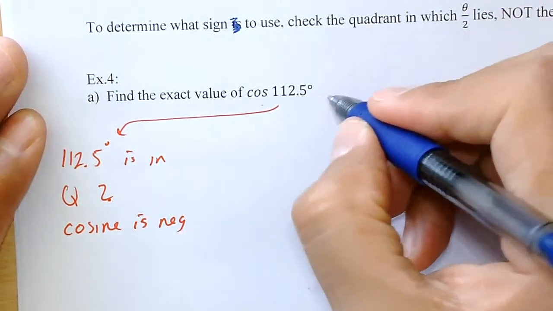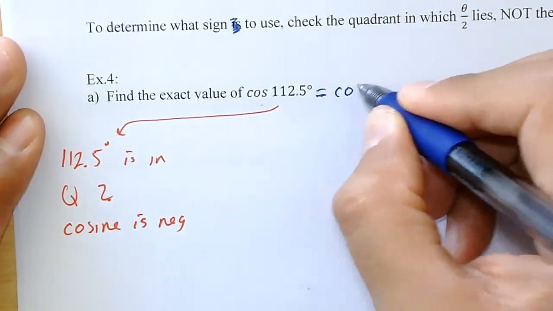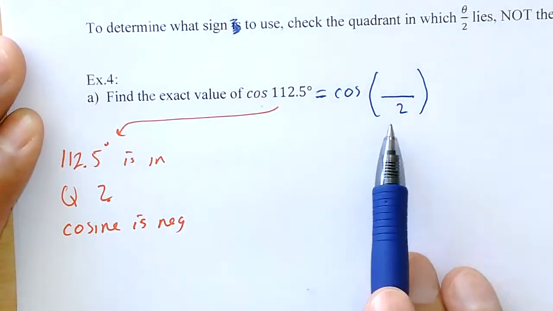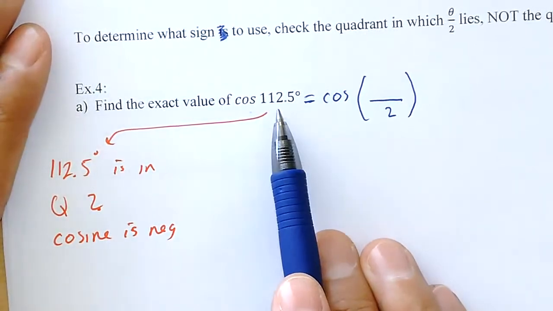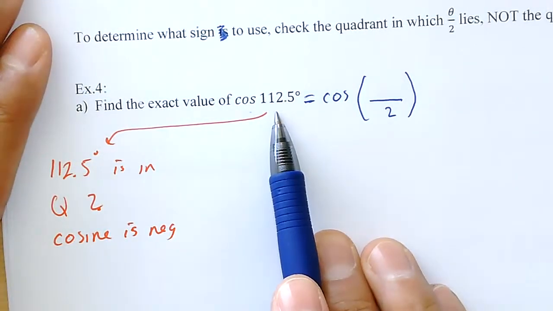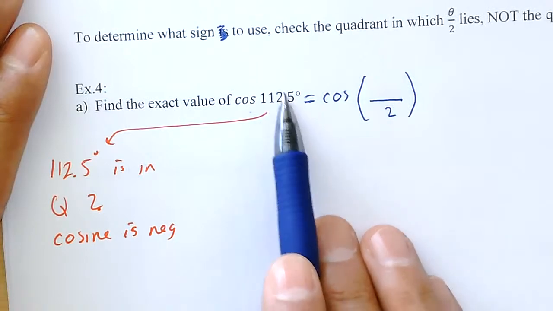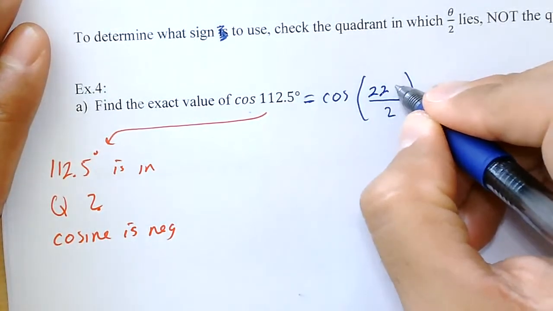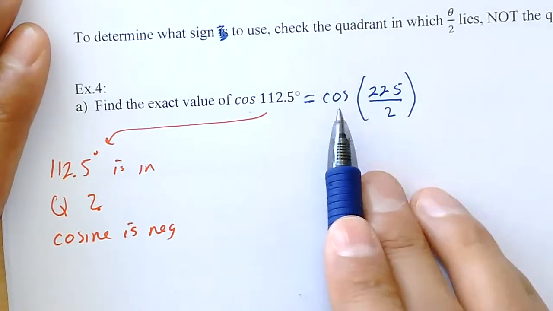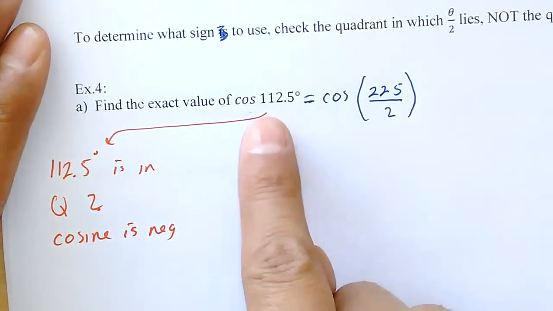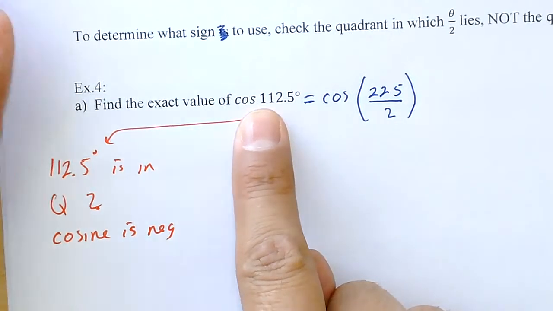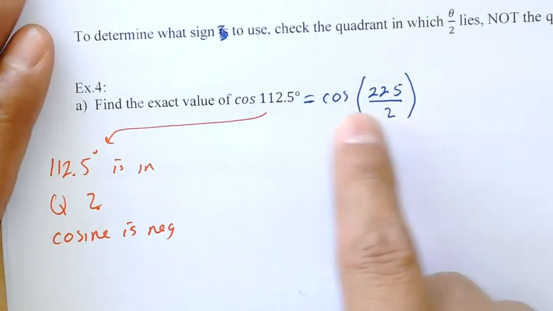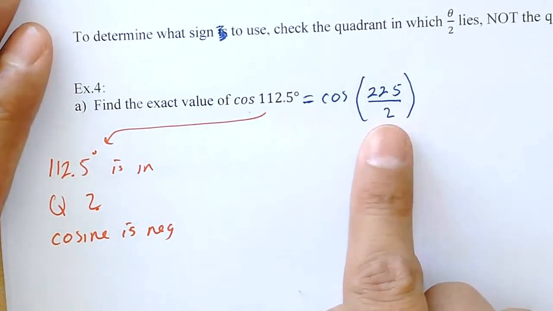So when I see this, I need to get the cosine of an angle divided by 2 that will give me 112.5. And we could figure this out. We could multiply that by 2. And we could figure out that it's 225 divided by 2. So when we're looking for the cosine of 112.5, that's getting the cosine of 225 divided by 2. Same number.